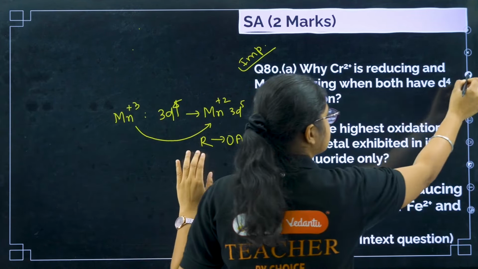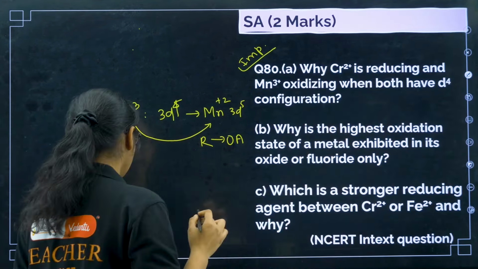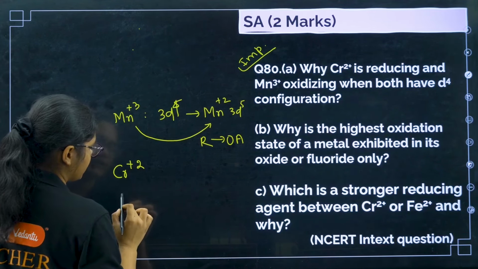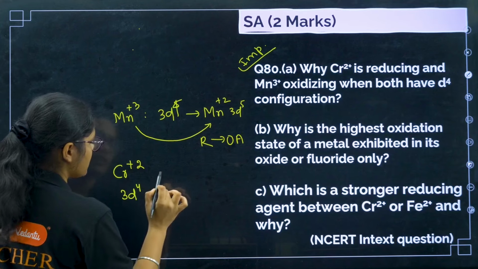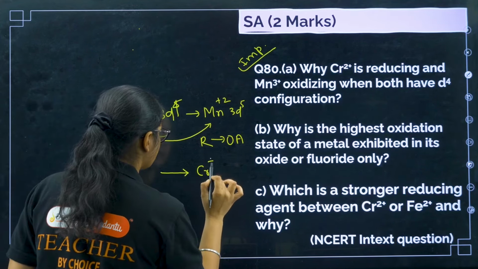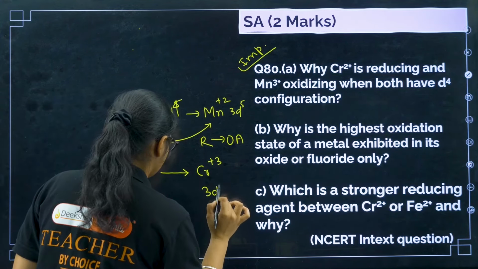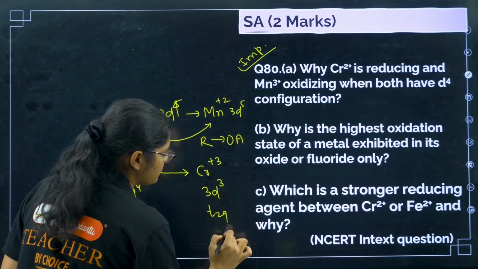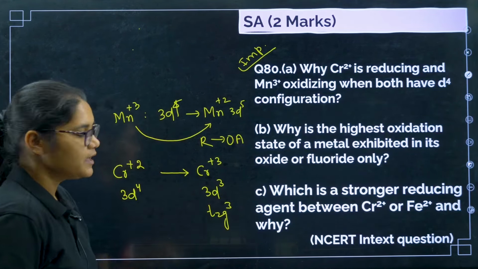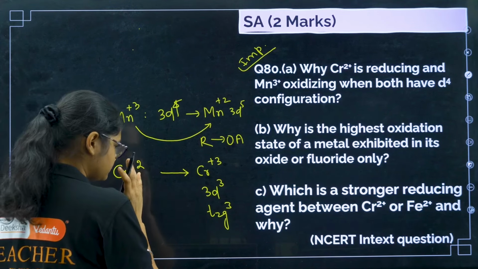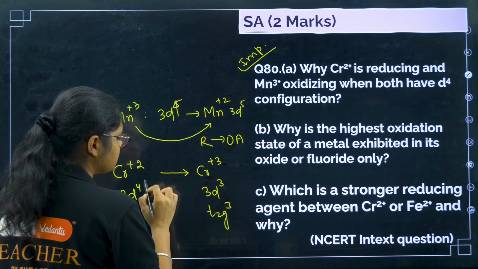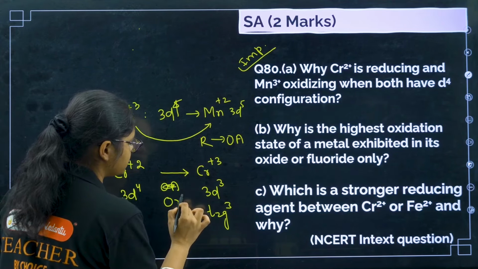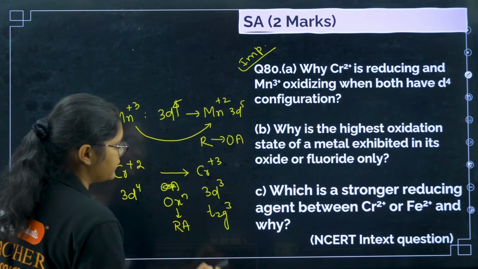Now if you talk about Cr2+, it has the electronic configuration of 3d4, and if I have Cr3+, it is 3d3. Now 3d3 is again a stable configuration because of the t2g3 configuration. So going from +2 to +3, it wants to undergo oxidation, so it will behave as a reducing agent.